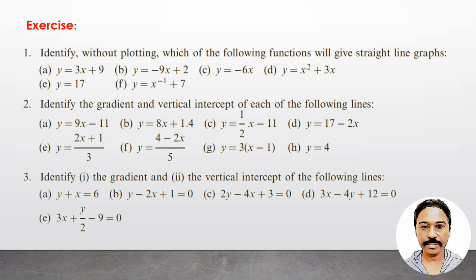Question number 3 is identify first the gradient and then the vertical intercept, same like the first one, for the following lines. And here you have lines which need some little algebraic work to put them in the form of y equals m times x plus b, where b is the intercept. Try it yourself.